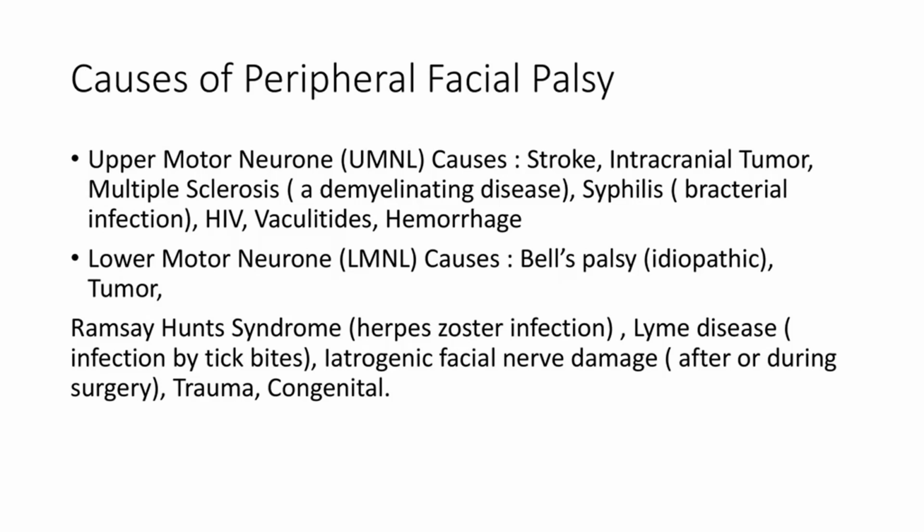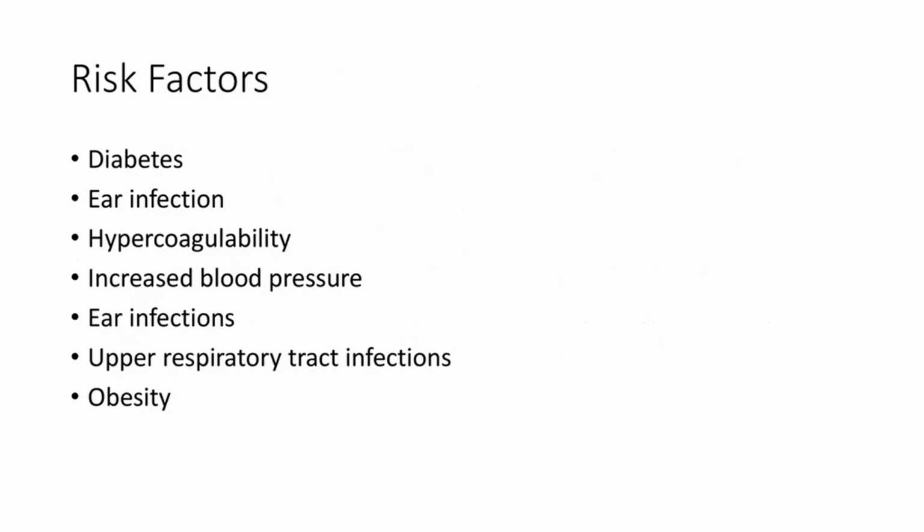And what are the causes of lower motor neuron lesion? They are Bell's palsy, tumor, infections, and iatrogenic facial nerve damage, trauma, congenital. Okay, so what are the risk factors? Diabetes, ear infection, hypercoagulation, increased blood pressure, upper respiratory tract infection, obesity. What are the signs and symptoms?